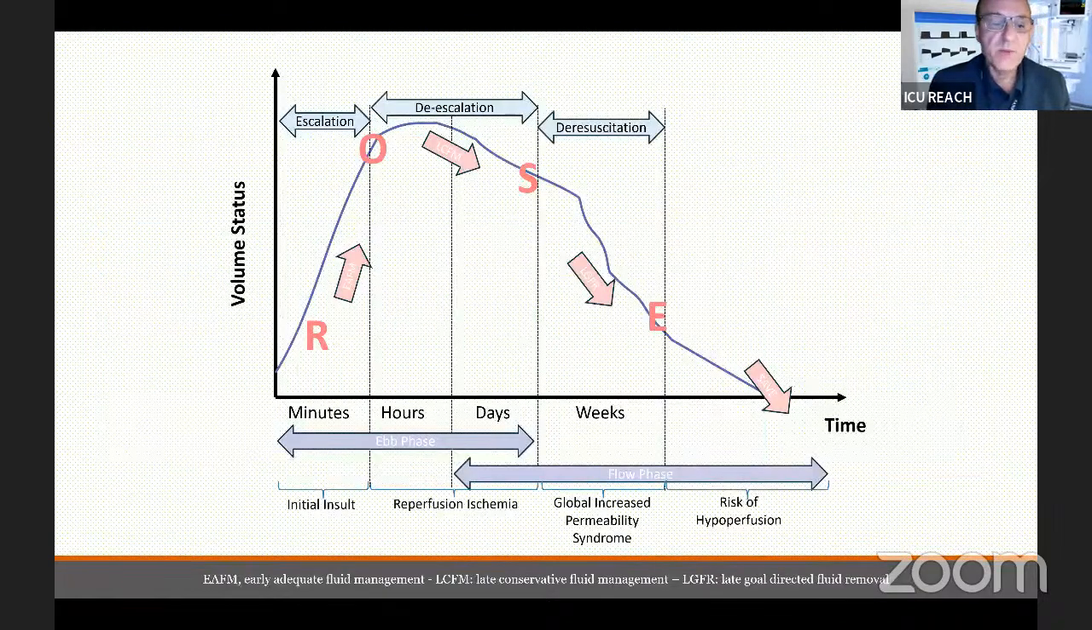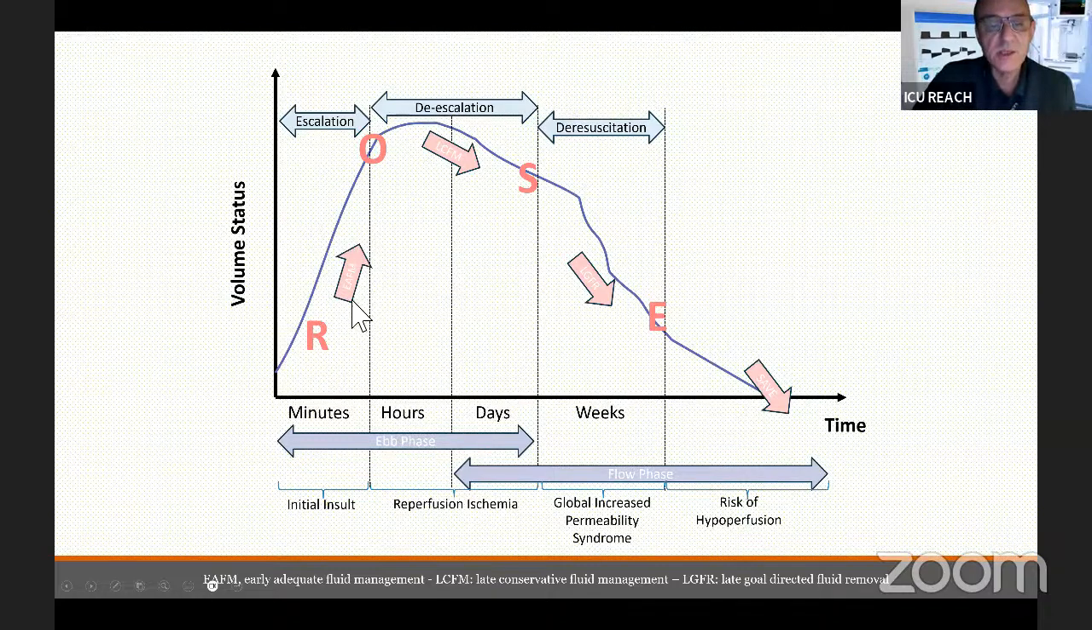And that can be depicted on this graph here. On the left, you have volume status, and this is the y-axis. The x-axis, you have the time. So within the first hour or so, you're going to resuscitate the patient. And this is what we call escalation. And this is the resuscitation phase.